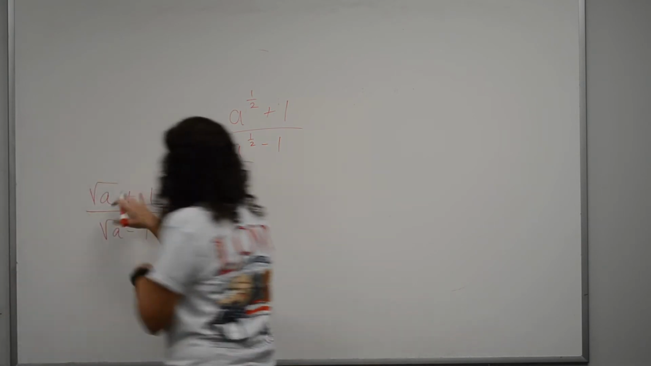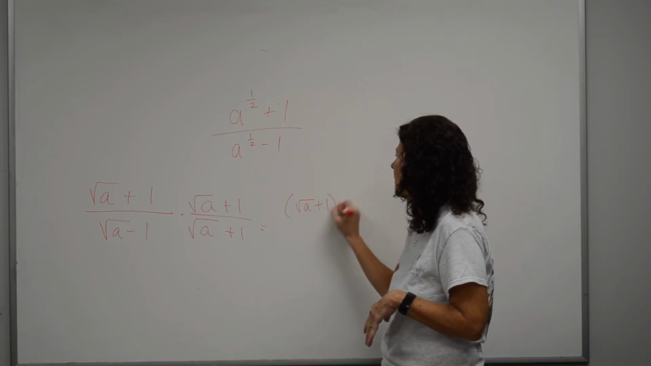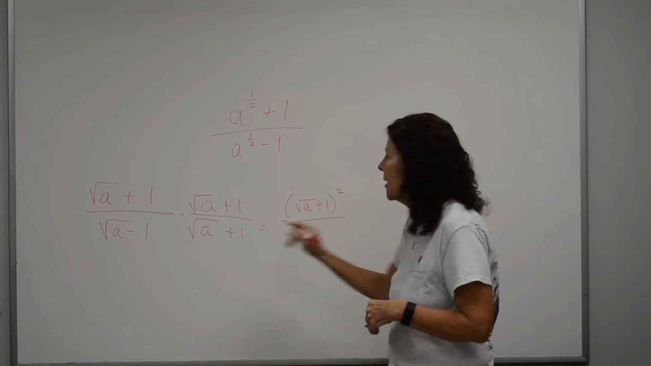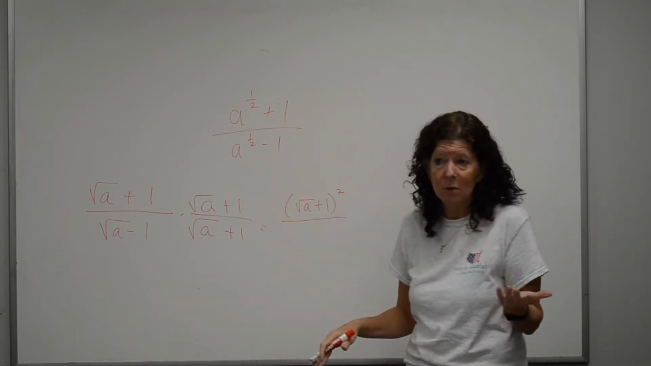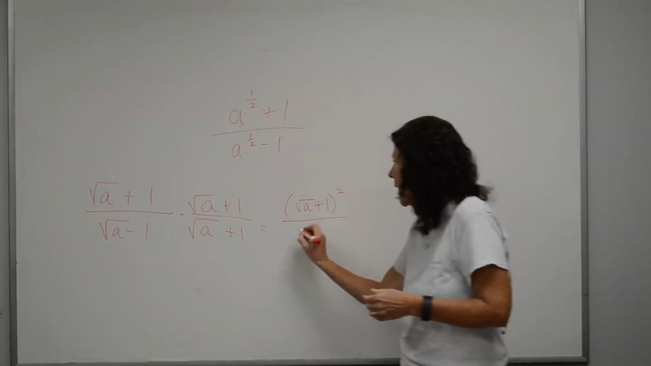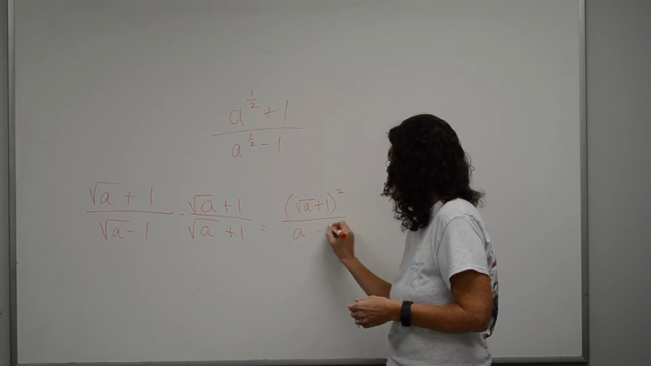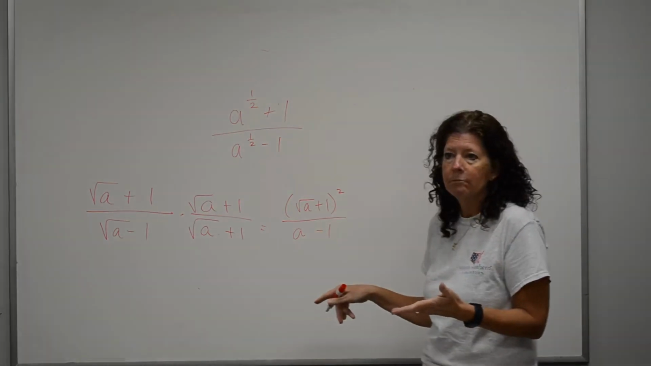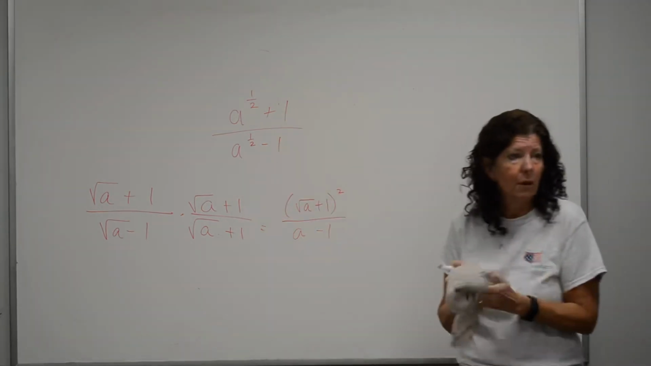Now, on the top, I can just write this: square root of a plus 1 squared. Right? Because I got 2 of them. On the bottom, I've got first and last, so I've got square root of a times square root of a, which is the square root of a squared, which is a, right? Minus 1. Okay? That gets rid of it off the bottom. Would you agree?